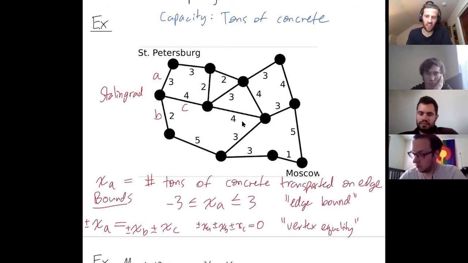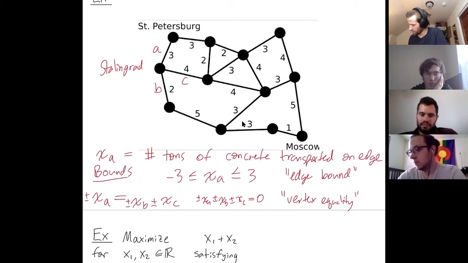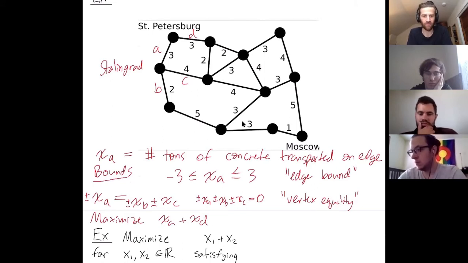So anyways, I've started to describe how you might transport this into a linear program. We're trying to maximize something like XA plus XD. If I call that edge D, I'm trying to maximize the flow subject to some of these bounds. Other questions?